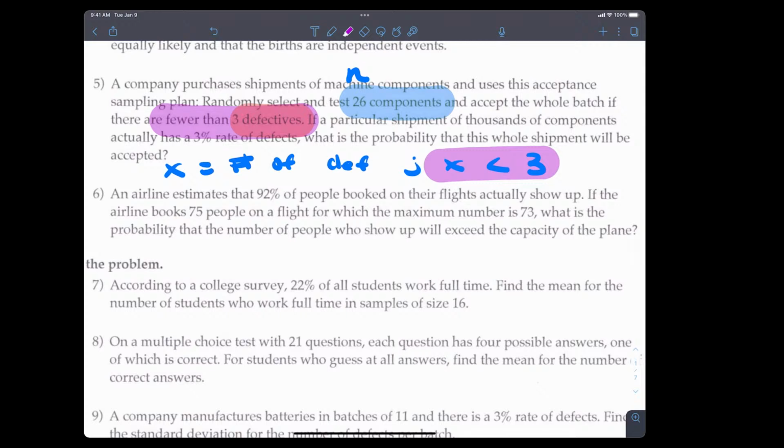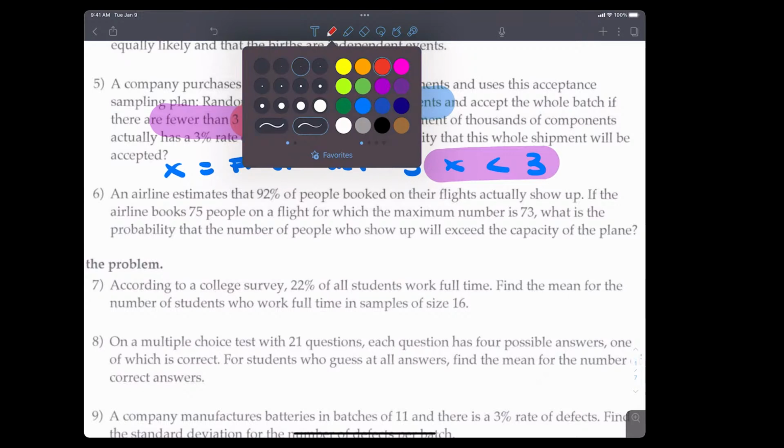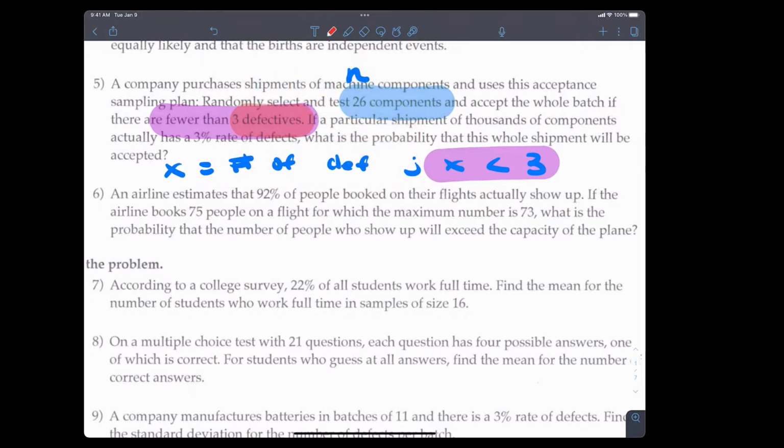Okay, so this is kind of setting up the binomial distribution question. Then they say if a particular shipment of thousands of components actually has a 3% rate of defect. So this is what this means: the probability for an individual component to be defective. 3% is 0.03, ladies and gentlemen.